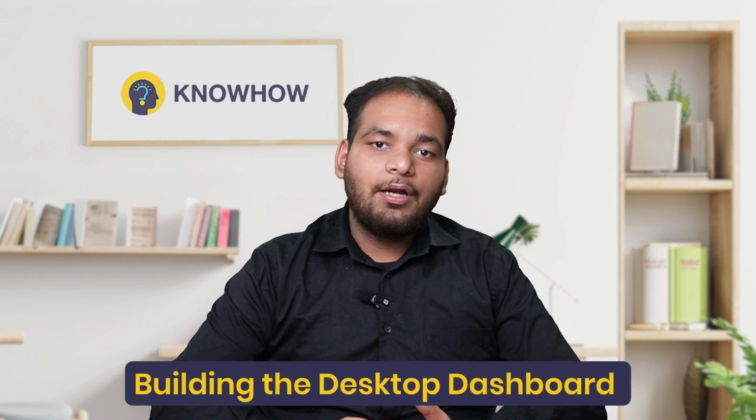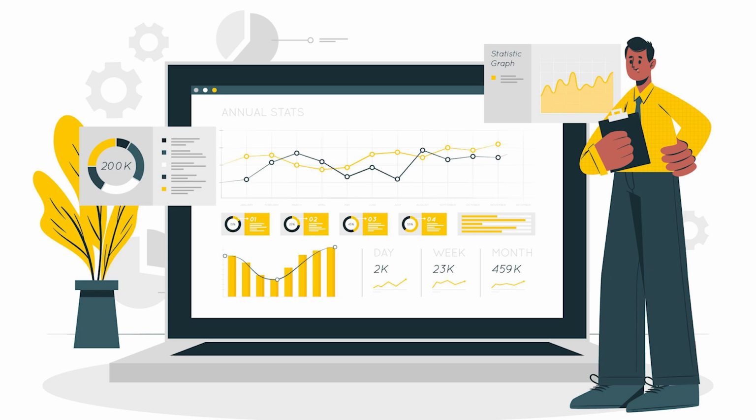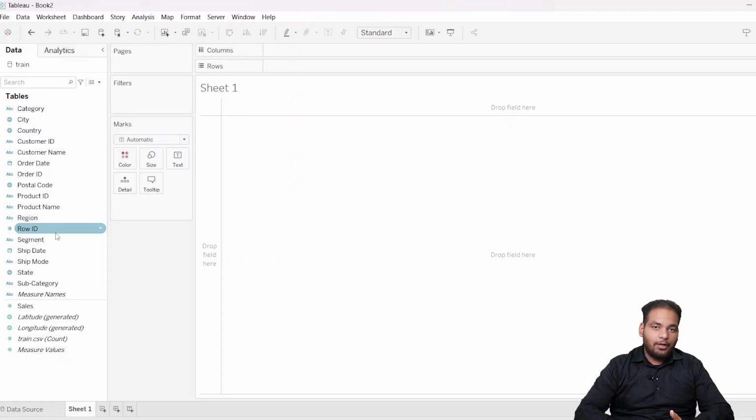The next step is building the desktop dashboard. So now let's start with the desktop dashboard. Desktop layouts are like the full version of your dashboard. They can handle more detail and bigger visuals. First, we need to connect our data. It's already been connected. I went to Sheet 1 and it's already there.